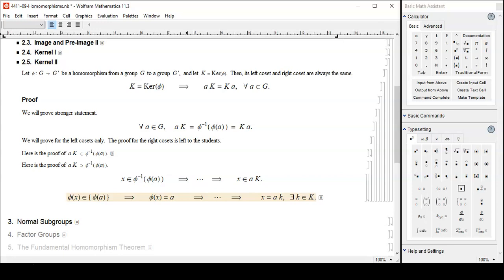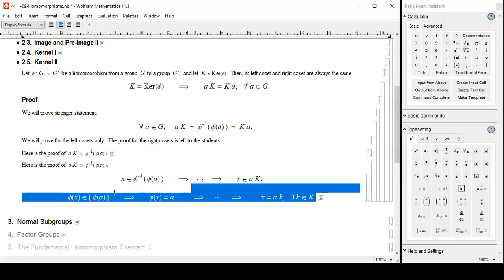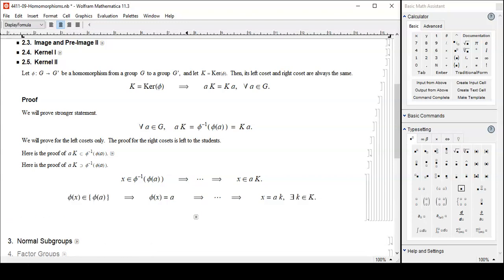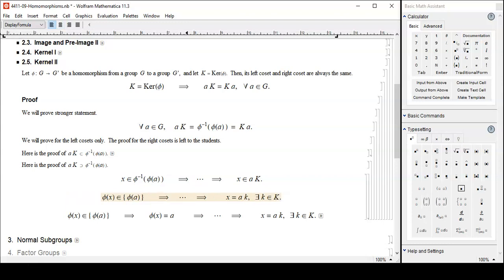How do you prove that? That looks a little bit more challenging. Let's see. X belongs to 8 times k. Let's rewrite that. So, okay, let's rewrite this one into this, and let's rewrite this one into that. Okay, let's use a color coding.